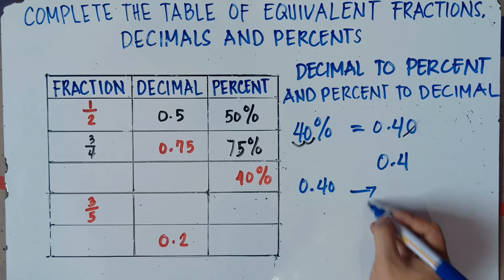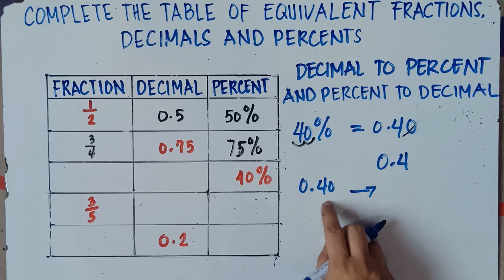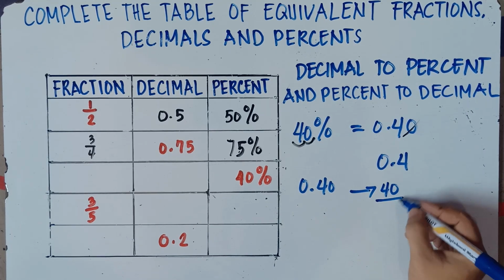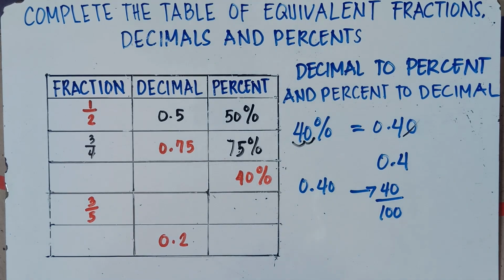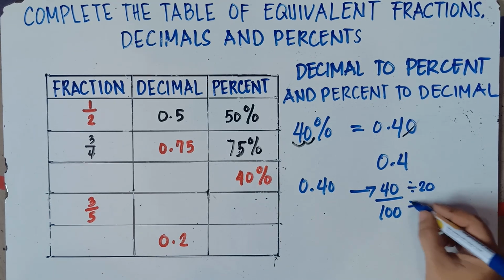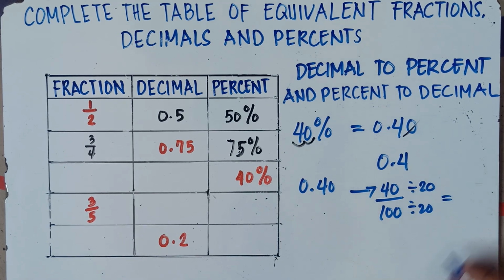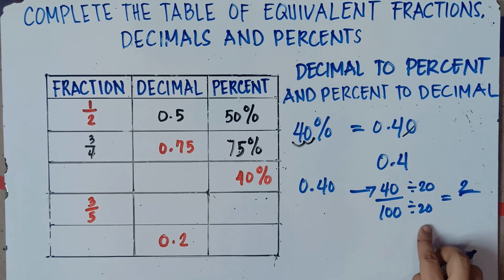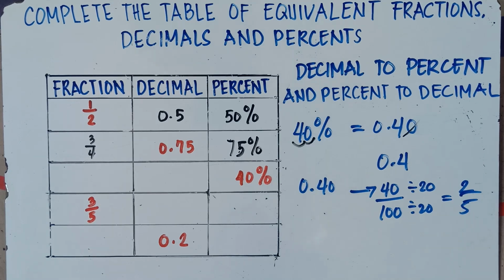Convert into a fraction. Of course, we know tenths, hundredths, that would be 40 over 100, right? And what would be the greatest common factor, class, of 40 and 100? That's correct, that would be 20. So divide by 20. 40 divided by 20 is 2. 100 divided by 20 is 5. So that would be 2/5.